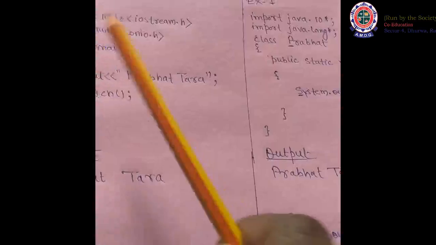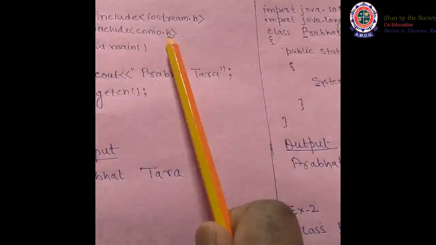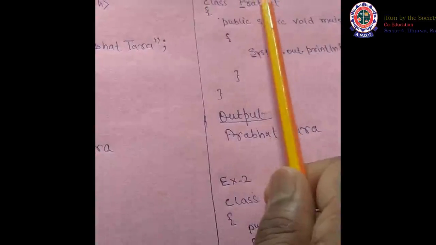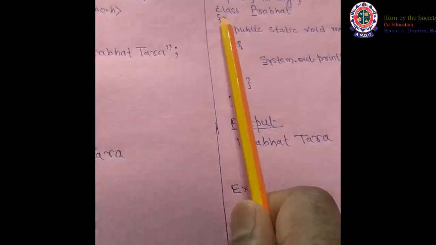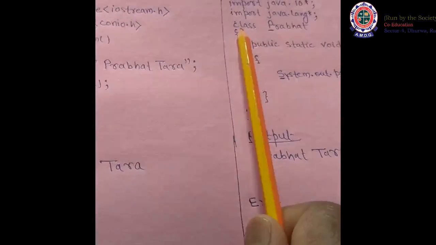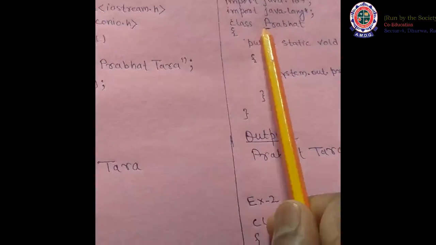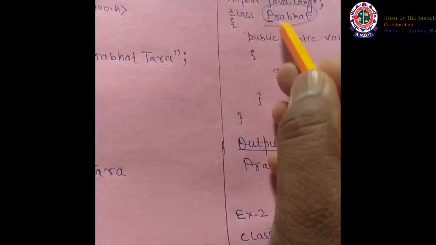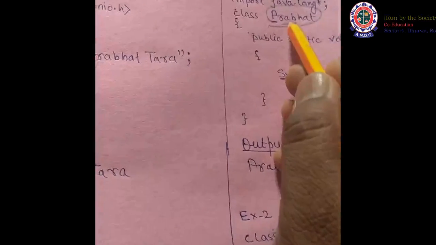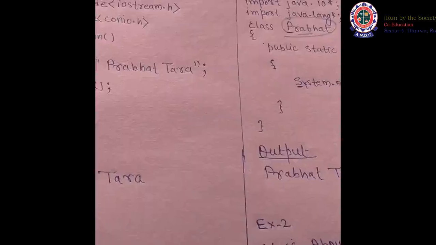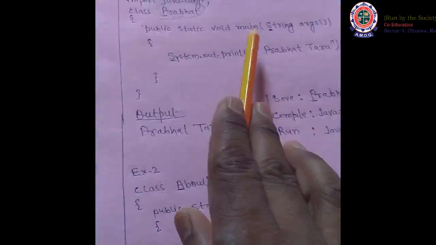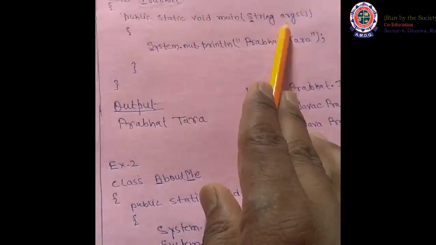Here it is written #include. In place of #include, we are writing import java.io.* and import java.lang. Now there is a little bit of difference here. Here it is written class prabhat. In place of class prabhat, you can write any name, but the name should be meaningful. Now public static void main, String args.